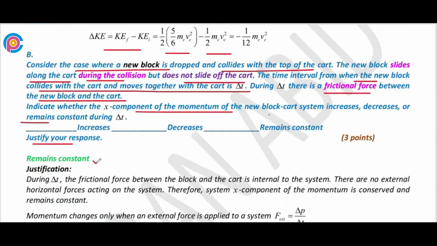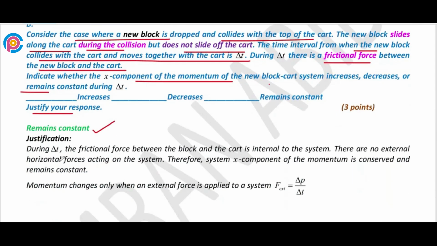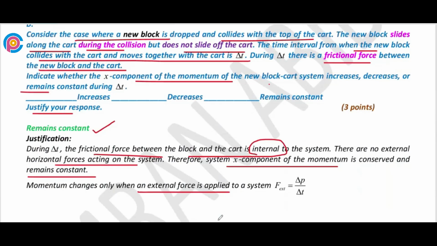Now the answer is that it should remain constant. Justification: during the time delta t, the frictional force between the block and the cart is internal to the system. There is no external horizontal force acting on the system. Therefore, the x component of the momentum is conserved and remains constant. Momentum changes only when an external force is applied to the system. Here the friction acts as an internal force within the system, so the momentum of the system remains constant.